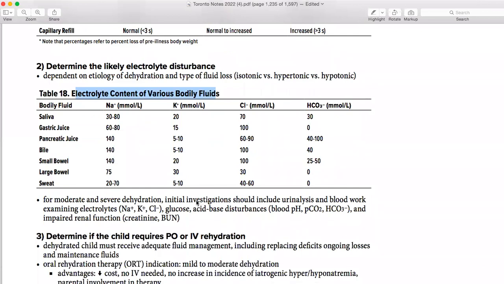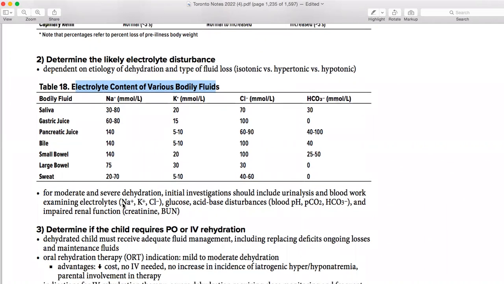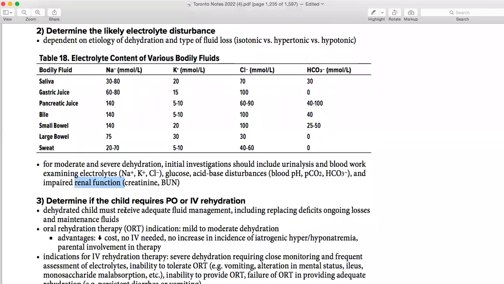For moderate to severe, the initial investigation should be urine analysis and blood work. So you need to know which electrolyte is disturbed. Is it potassium? Is it sodium? Is it chloride? Is it glucose? So you have to know, and then you are going to treat the electrolytes and go from there. You also have to check if renal function is a problem. Maybe the urine output is not coming properly, so everything is stuck inside the body, and that is causing too many electrolytes or too much fluid inside the body. So you have to see what the problem is, and according to that, you will treat the patient.